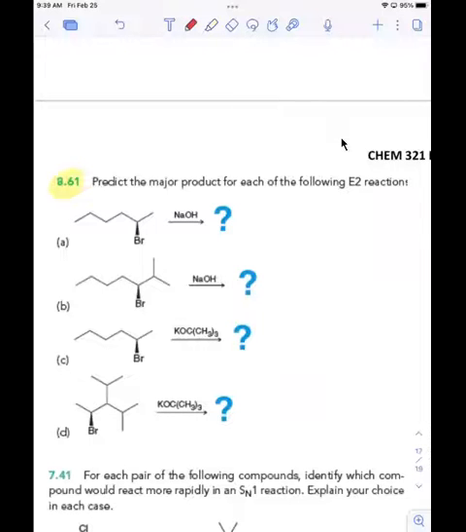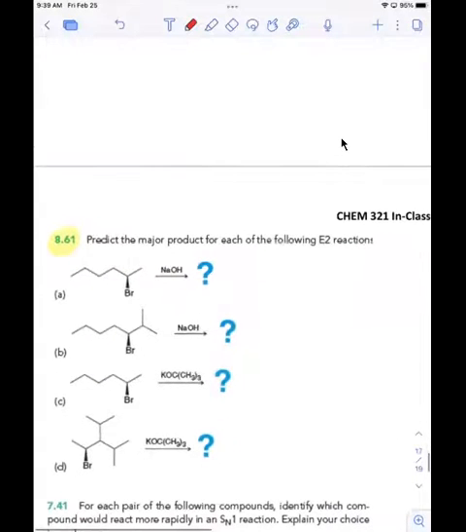It says predict. Now look at what it's asking. This is the key to any chemistry class: to find out what the question is asking for. Sometimes we don't read the question or we don't interpret it properly and we just start doing stuff. All it's asking you to do is to predict the major product for each of the following E2 reactions. So it's telling you that it's E2. So we know it's an elimination.